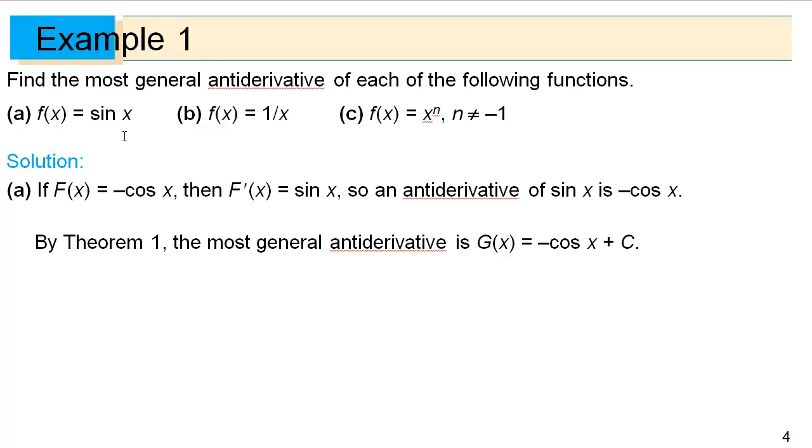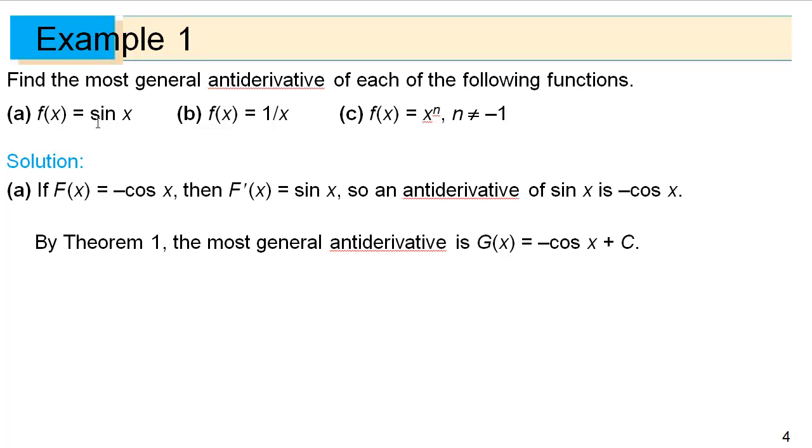Well, basically all you're doing is finding the inverses of what is a derivative. You're basically asking yourself, okay, sine is the derivative of what? 1 over x is the derivative of what? x to the n is the derivative of what? And then that ends up becoming your antiderivative.